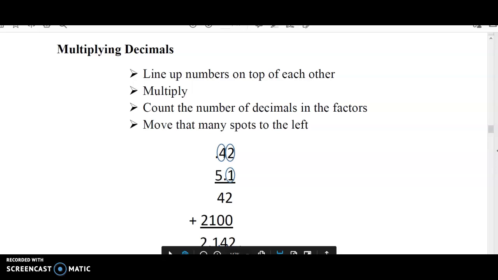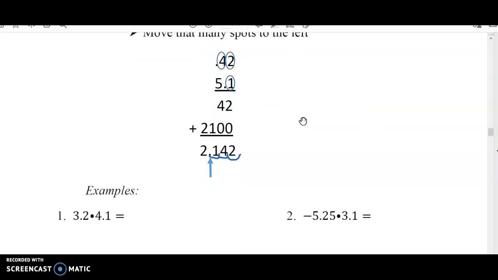Today we're going to learn multiplying decimals. When you multiply decimals, it's a little different than when you add or subtract decimals. You need to line up the numbers on top of each other, not the decimal points. Once you do this, you multiply as if there's no decimal points. And then when you're finished multiplying, you count the number of decimals in the factors and move that many spots to the left. That way it accounts for the different place values that you have here.